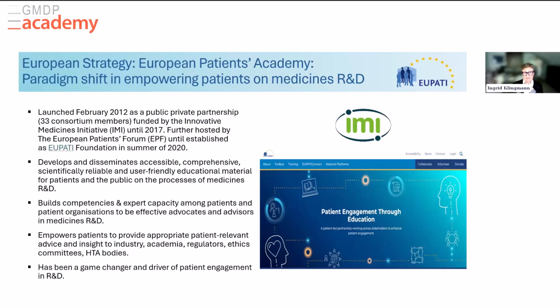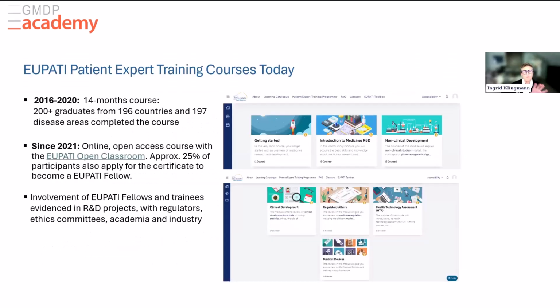Nowadays, UPATI still exists. It is a foundation now, a not-for-profit organization, therefore based in Holland, and is continuing the work that has been started under the IMI funding. So the course that was created is running now. It's the 6th cohort that is currently running. It's a 14-month course. There are many countries represented. 196 were when we counted last, in 197 diseases. So not only Europe, but there are now also patient representatives, people coming from, in fact, all over the world.